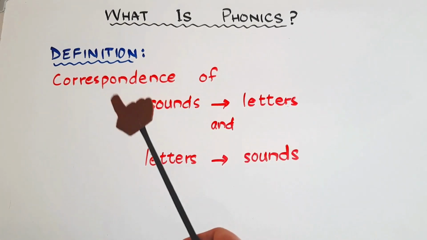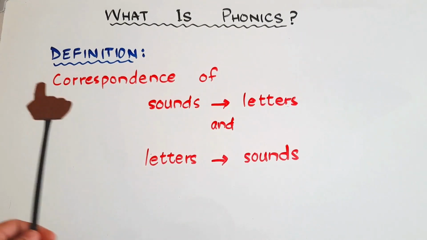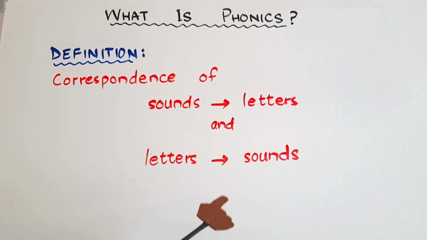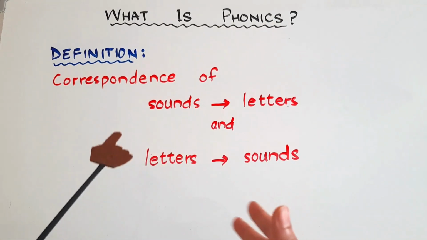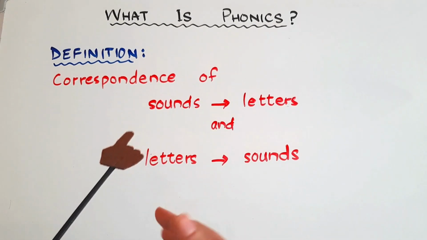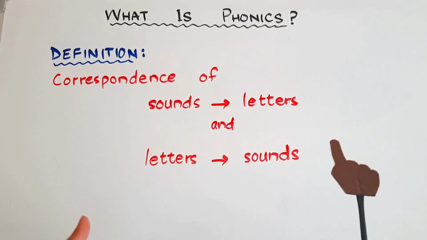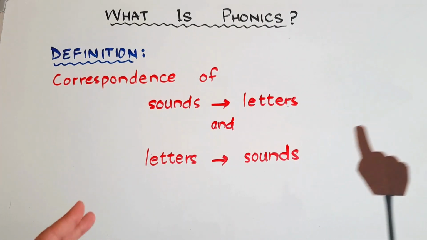Alright, now what is phonics indeed? Let's begin with the definition or the meaning of phonics. Phonics is simply the correspondence of sounds to letters and letters to sounds. Correspondence means relation or connection. How the sounds that we say, like a, b, k, how they are connected with the letters, like which sound is related to which letter and which letter will make which sound, or how you would read it.